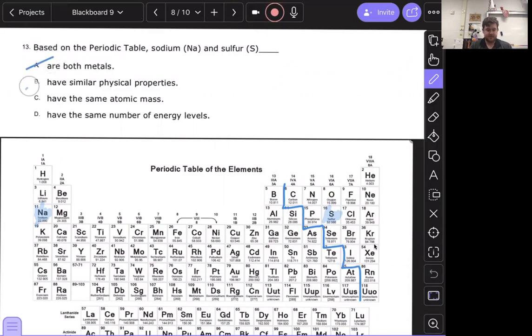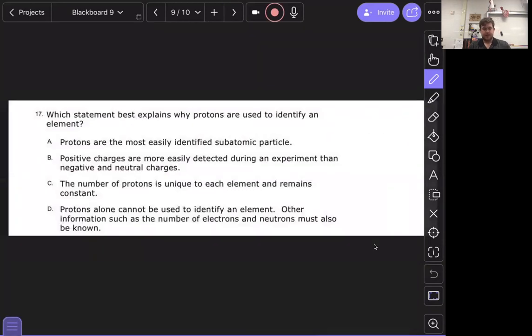Also, we haven't really talked about physical properties. They have the same atomic mass. Sodium's mass is 23, sulfur's mass is 32. 23 and 32 are not the same. They have the same number of energy levels. Remember, they're both in period 3, so they're going to have the same amount of energy levels. And finally, our last one that we're going to go over.